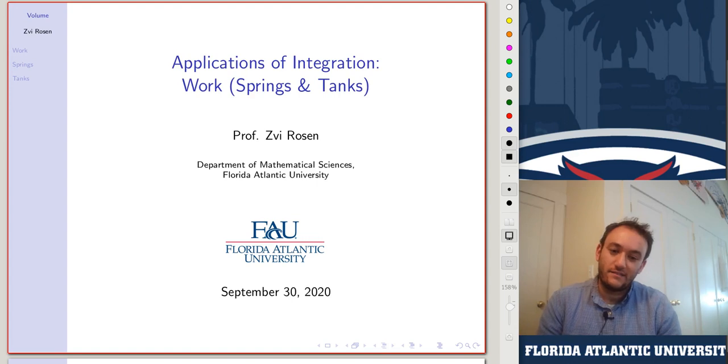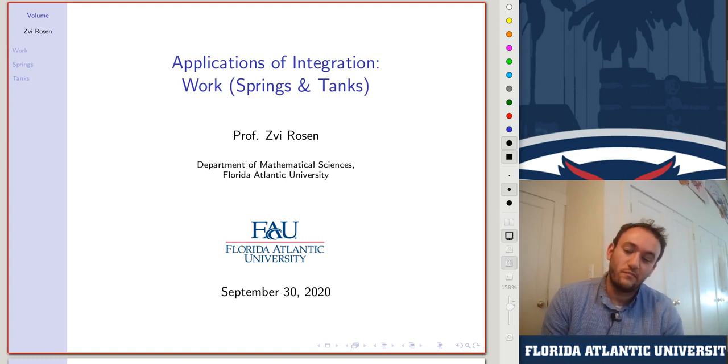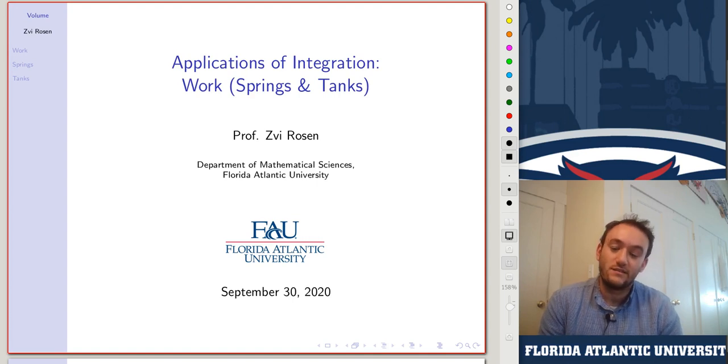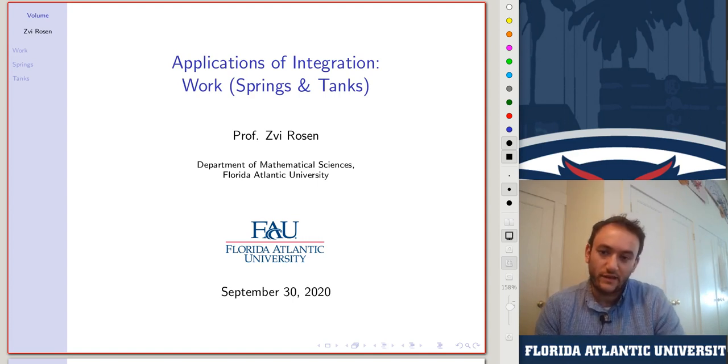physics. It's a quantity that describes force done over a distance, and the specific types of work we're going to be looking at are work done on springs and work done in emptying tanks. Okay, so let's get moving.